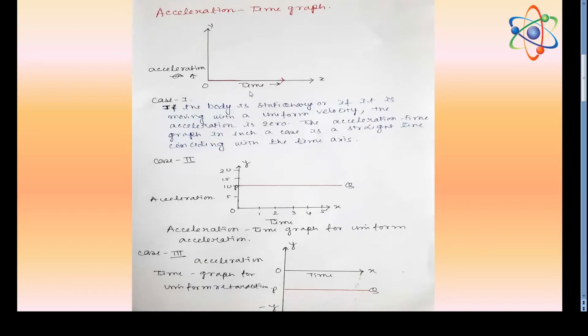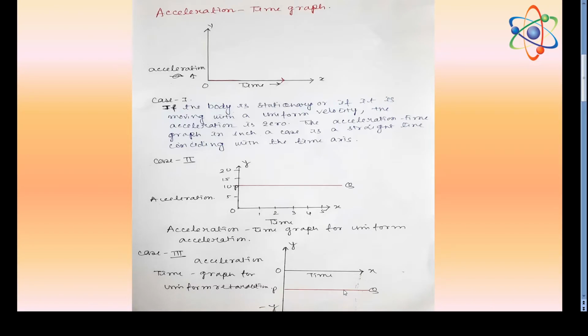Next one is case 3. If the velocity of the body decreases, decreases means what? We will get negative acceleration. Negative acceleration means retardation. So if the velocity of the body decreases at a constant rate, the retardation is constant. That is, the motion is uniformly retarded. The acceleration time graph is a straight line parallel to the time axis, but it will be on the negative side. So here this PQ we are getting is the acceleration time graph which is parallel to the time axis but in the negative direction. So here PQ represents the acceleration time graph for a body moving with a constant retardation, that is OP.